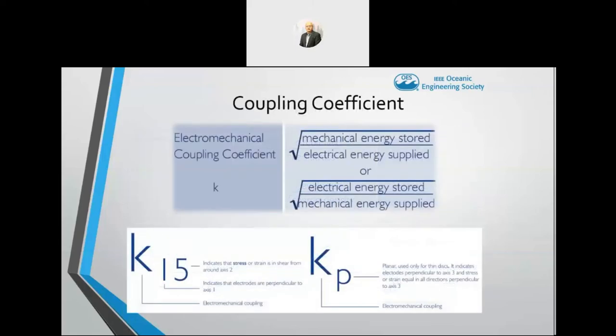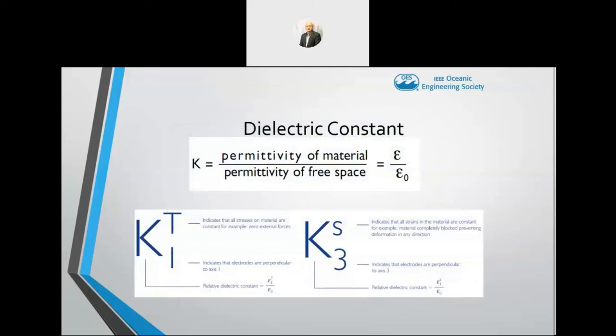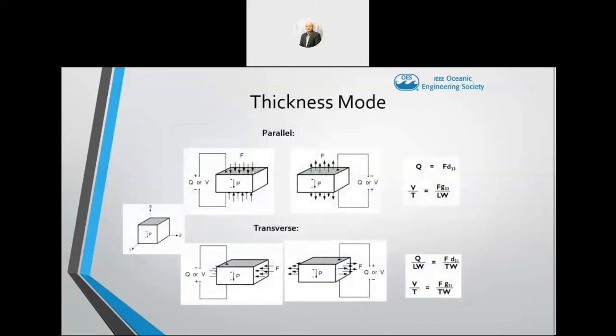So how about the coupling coefficient? Small k indicates the electromechanical coupling coefficient. This is very important because this is how we measure how efficient the energy conversion is inside the piezoelectric materials, from electrical to mechanical energy. And then the dielectric constant, big K, and how we operate our sensors, either in thickness mode or in transverse mode. A thickness mode works in a parallel way, and we also have a transverse way of transmitting.